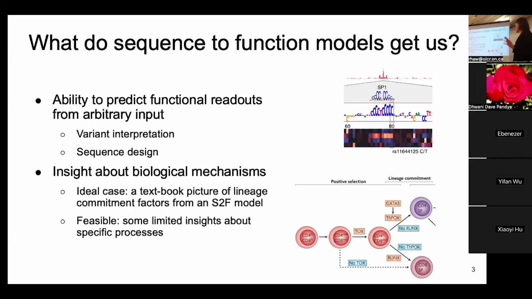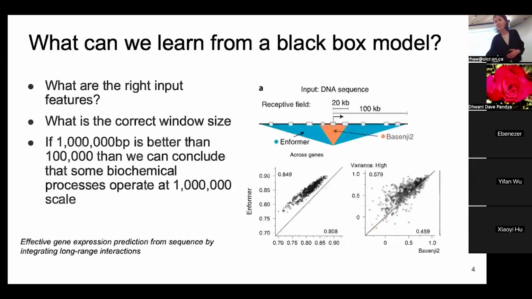We can't quite do that yet, but we can already get some insights from the models that we have. If our model is a black box model, it might seem like there's not much we can learn, but that's actually not true. We can learn things even from the black box model. So we can ask very simple questions. What is the right input set towards some kind of biochemical activity? How much of the DNA do we actually need to predict this output?